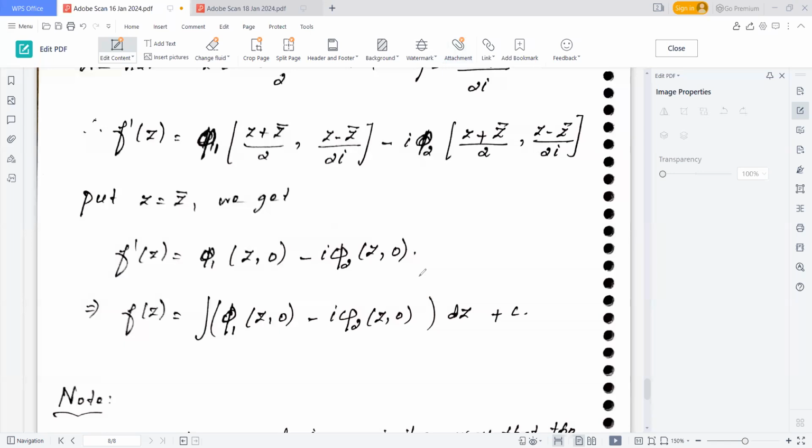So we need to find the analytic function f of z. But here we have obtained f dash of z. So if I need f of z, what do we have to do? We have to integrate the above equation. So if we integrate this equation, we get f of z.